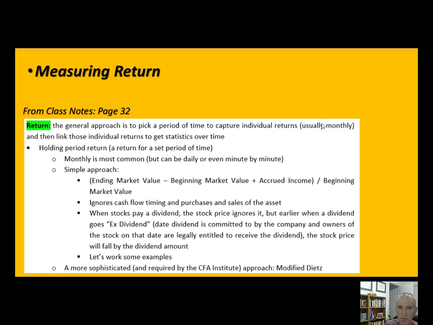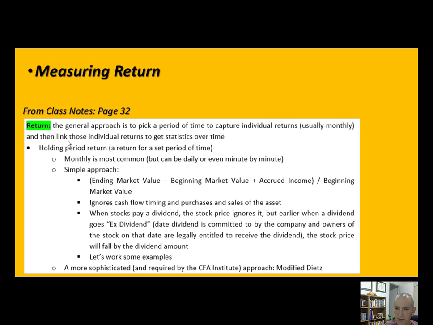Once we have those monthly returns, we'll then link them. That term link is very, very important. We'll link them so we can get some statistics over time: get average returns, get the standard deviation of returns, calculate betas, calculate correlations. But before we can do this analysis over time, we have to get the individual return numbers for each month or each week or each day or however it's calculated.